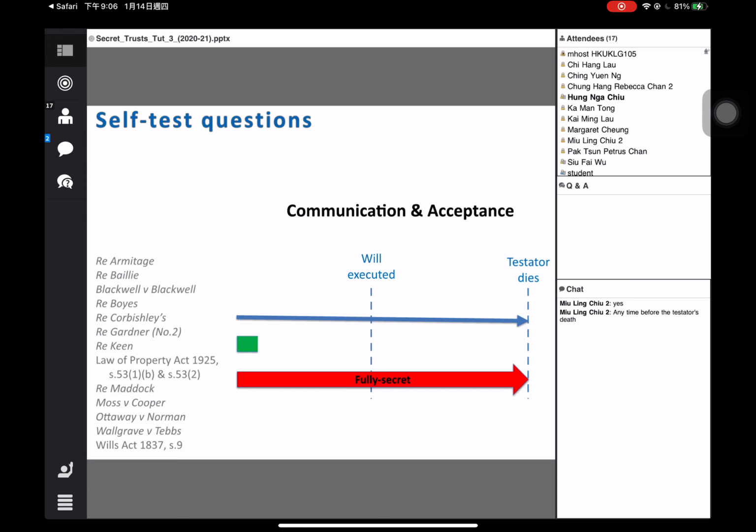The case authority for that is Wargrave and Tebbs. That's on the list there. You can see on the left-hand side, Wargrave and Tebbs. And for a half secret trust, the communication and acceptance must take place before or at the time of the execution of the will. The case authority for that is Blackwell and Blackwell.